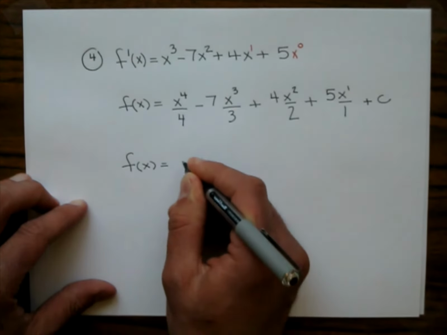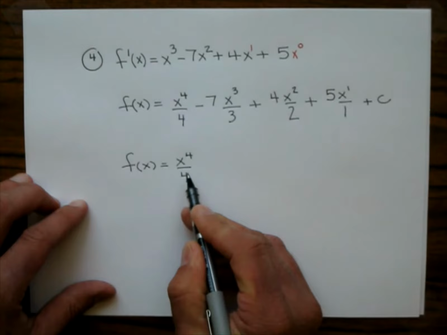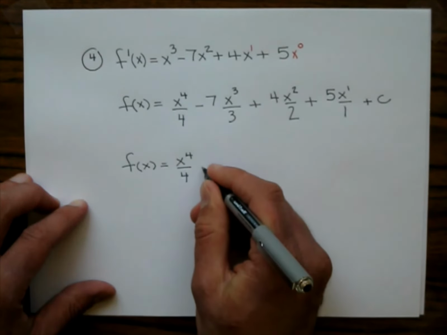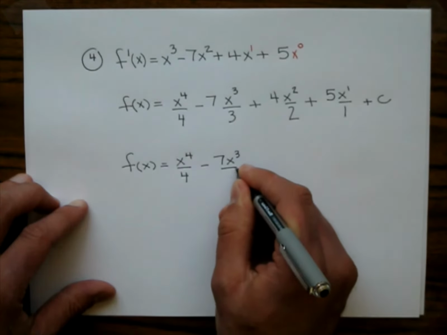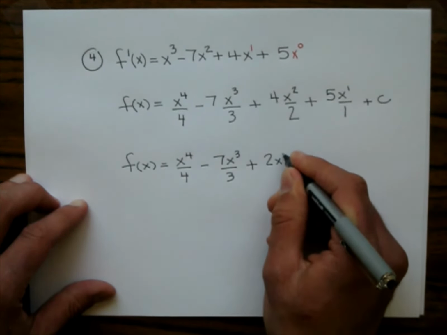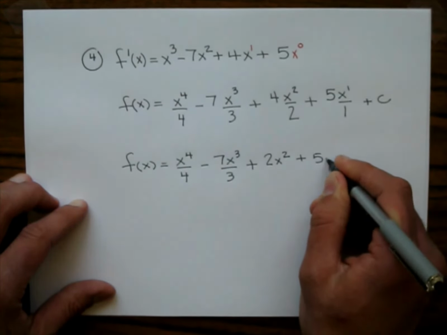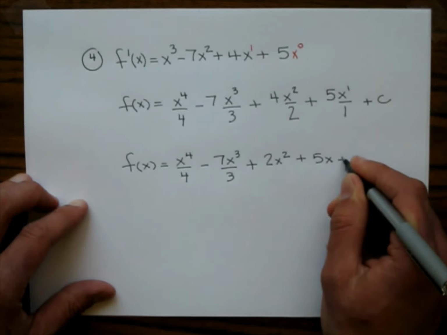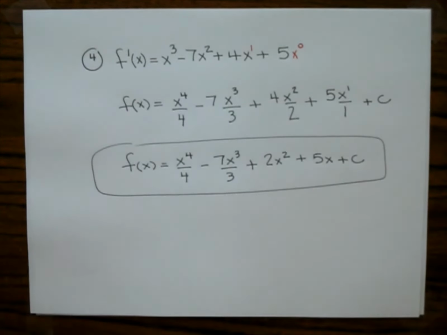So f of x equals x to the 4th over 4. You can write that as 1/4 x to the 4th if you'd like. This is minus 7x cubed over 3 plus 2x squared plus 5x plus c. There's the antiderivative.